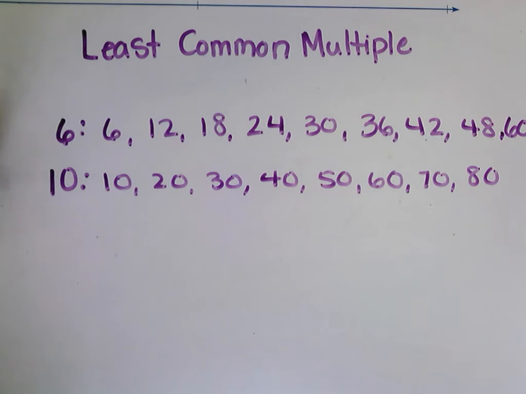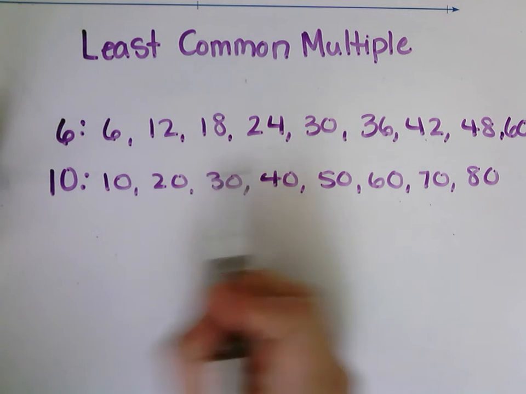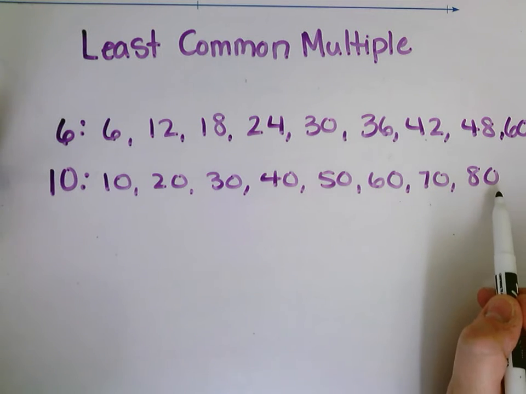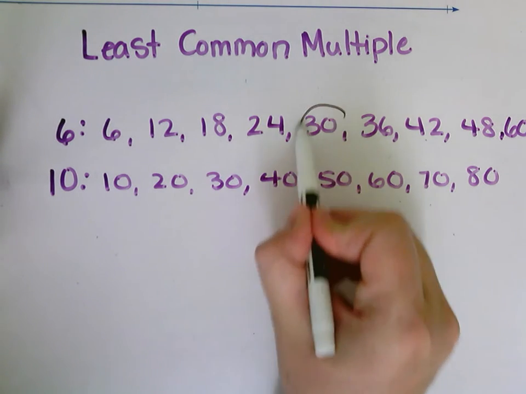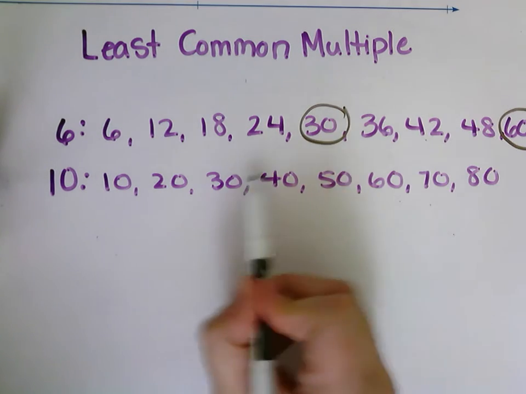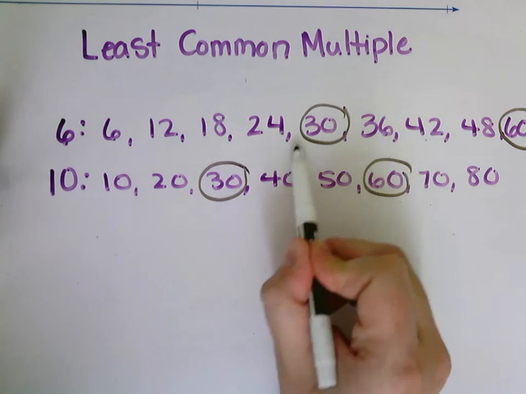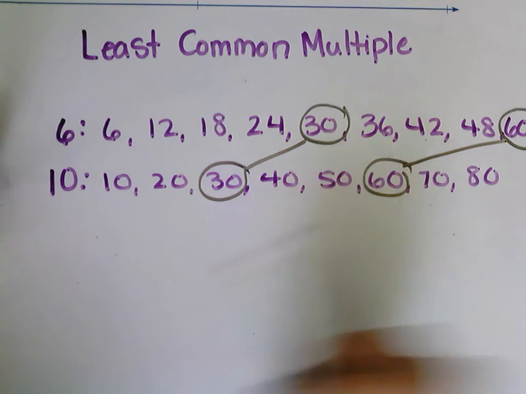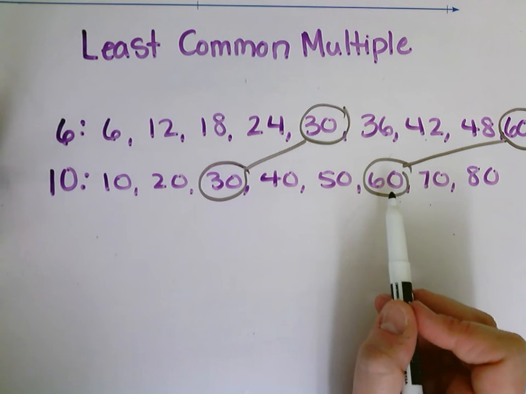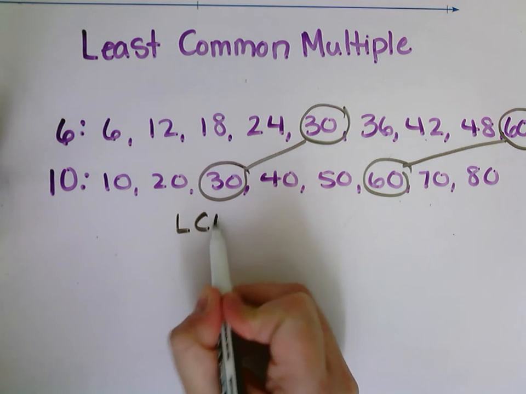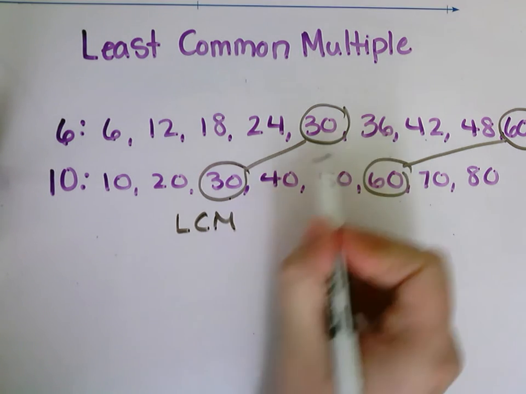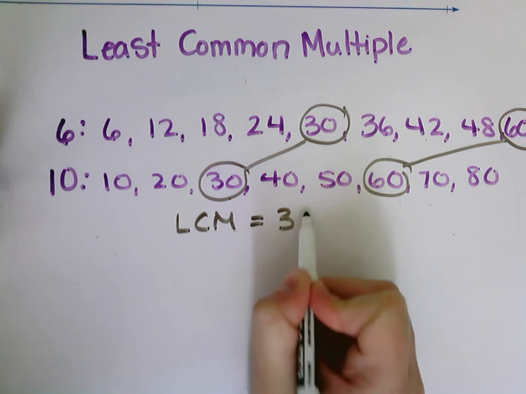I'm going to look for numbers that are on both of my lists. So as I go through, I know all of the multiples of 10 end in 0, so I'm just going to look for anything up here that ends in a 0. I see a 30, I see a 60. All right, so 30 and 30 and 60 and 60. So 30 and 60 are common multiples of 6 and 10, but the least common multiple, the smallest one that they have in common, is 30.